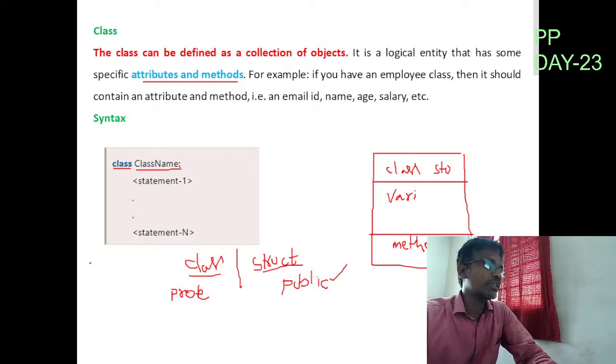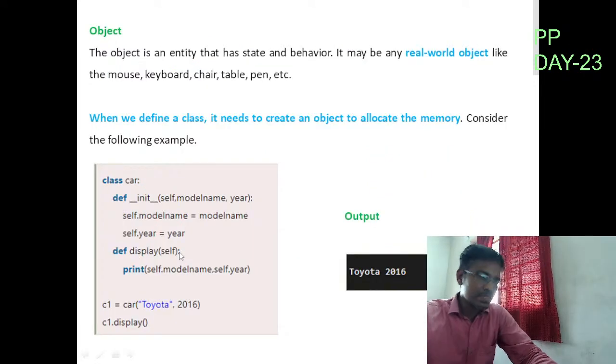So in Python you have to use the keyword class followed by the class name and a colon, and then you write the attributes or variables and methods in the class. And the second one is object.